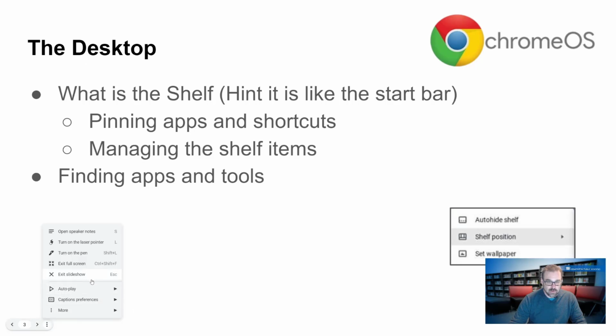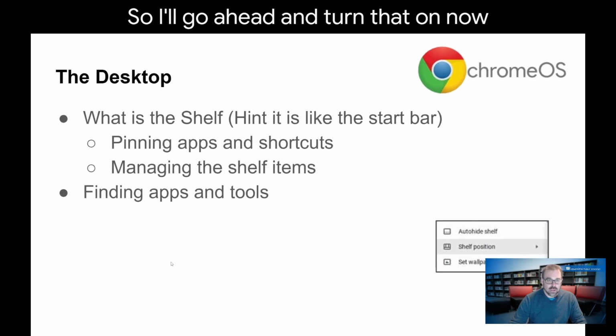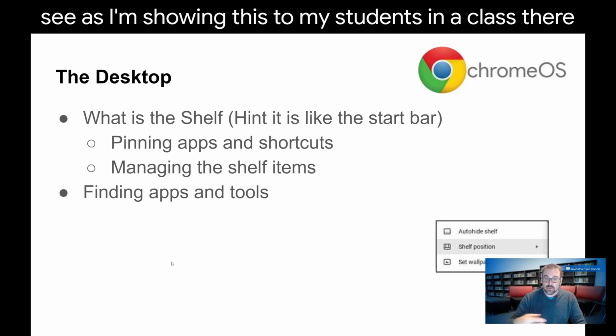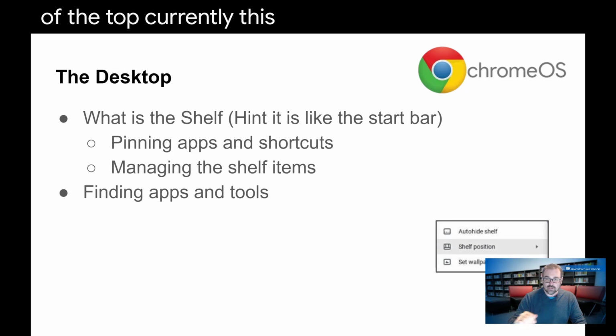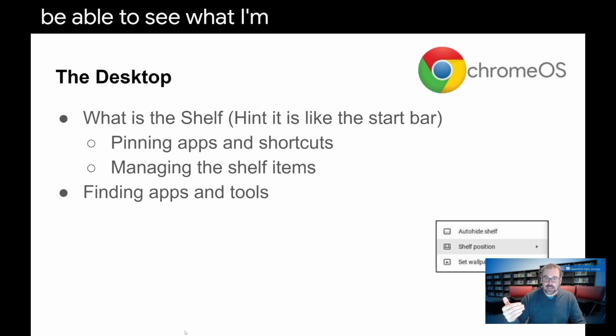One is the ability to turn on closed captioning. So I'll go ahead and turn that on now. And as you can see, as I'm showing this to my students in a class, they're able to see what I'm saying written in English at the top. Currently, this doesn't translate and is only available in English, but is a great way for students to be able to see what I'm saying, and maybe if they miss a word, they can read it at the top of the screen.